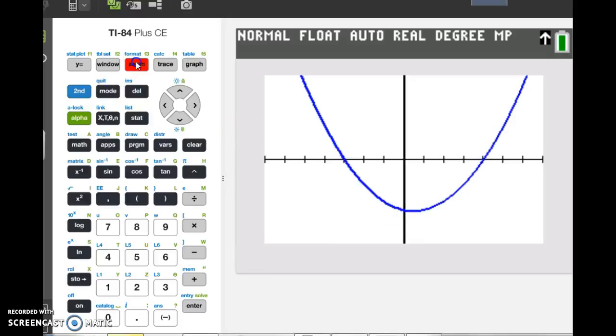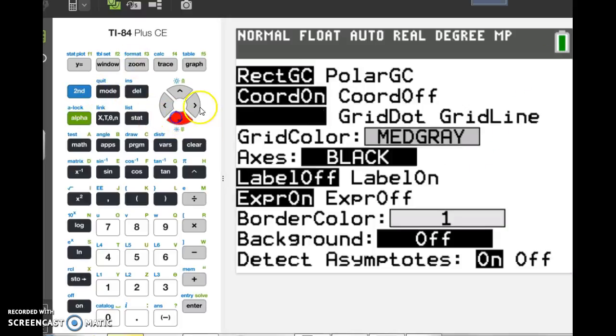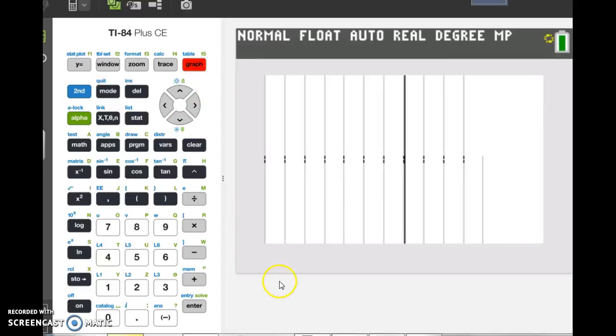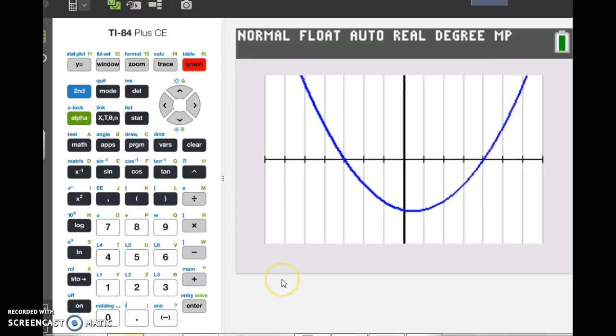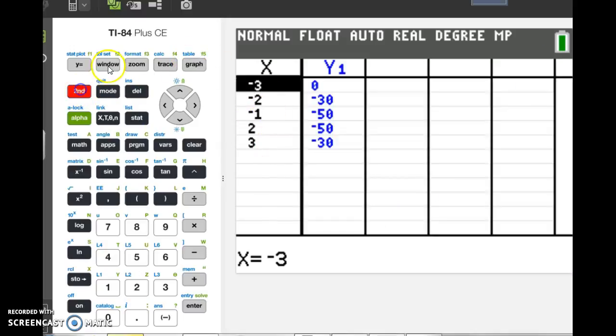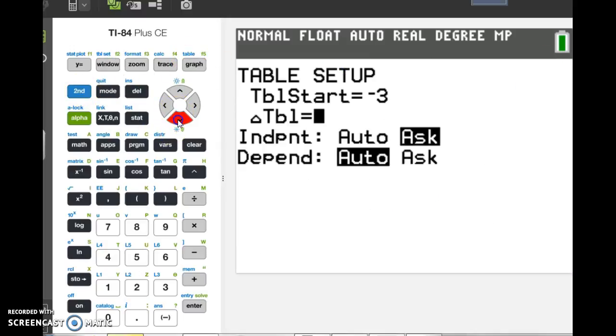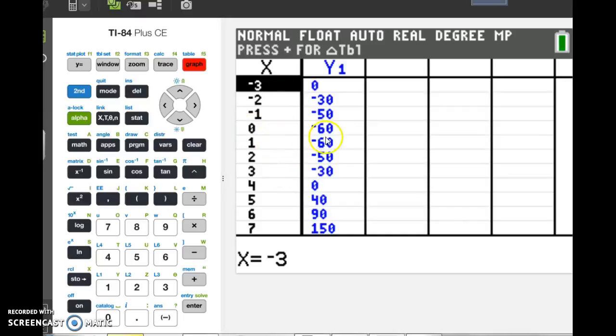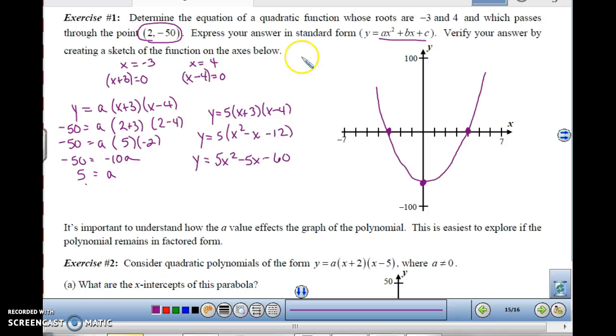Let me turn my grid lines on so I can see it. All right, and you can see when it comes down, you can find the y-intercept pretty easily, looking at x equals 0. Whoops, forgot to turn this back on. Now if I look at my table, x is equal to 0, y is at negative 60. So yeah, that is the correct graph, and we just did that by using the zeros to write the equation.